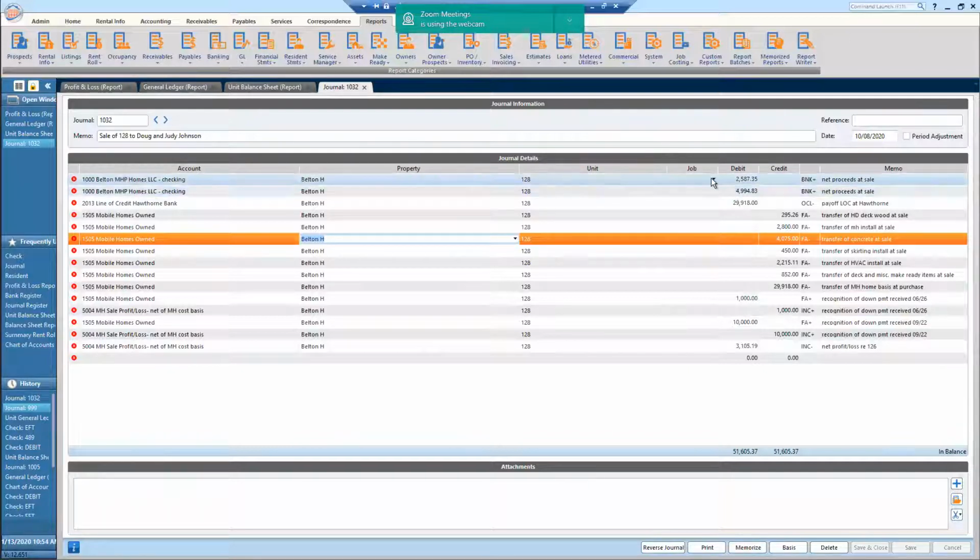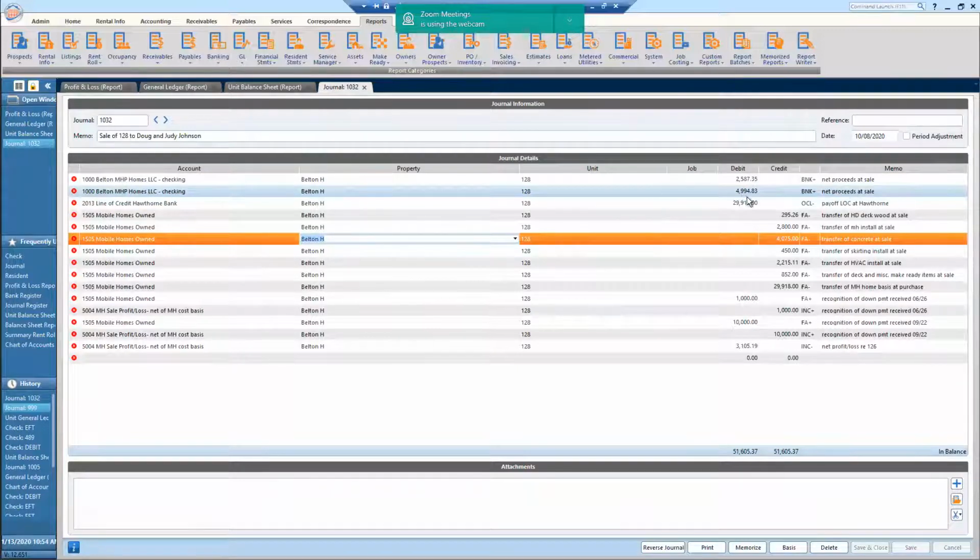Okay, what do we get? We got net proceeds of sale. We got cash. Why do we have two of these, Kristen? We have two net proceeds of sale.